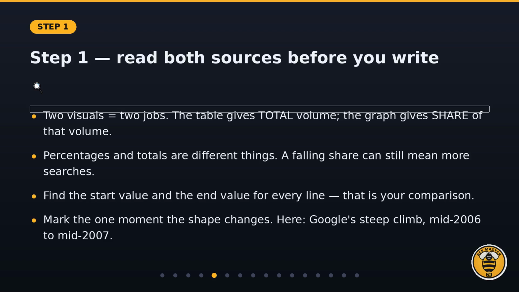Step 1. Read both sources before you write a single word. 2 visuals means 2 jobs. The table gives total volume. The graph gives share of that volume. Those are different things, and mixing them up is one of the most common ways candidates lose marks here. A falling share can still mean more searches because the pie itself is getting much bigger.